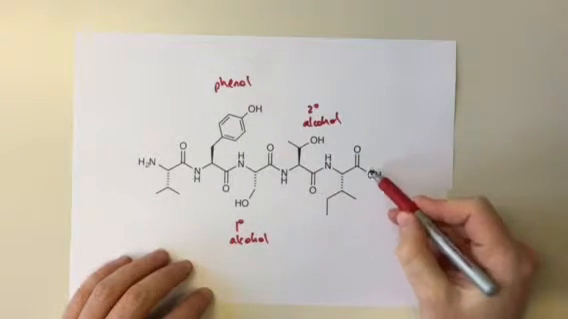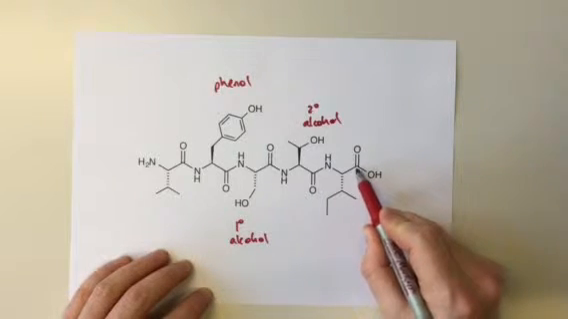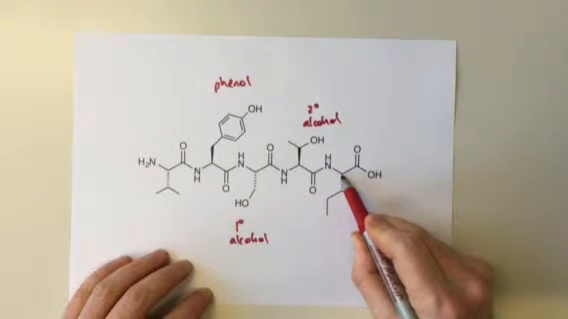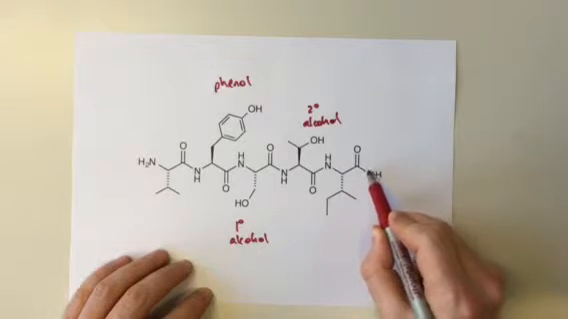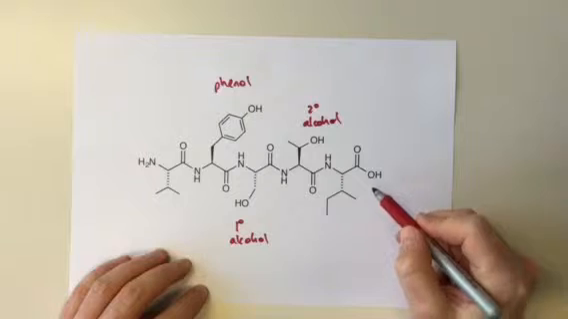Now let's look at this guy over here. There's an OH group that's connected to this carbon here, which itself is connected to one other carbon. So you might think this looks like a primary alcohol. Actually, I've got to tell you, this is actually a bit of a trick question.